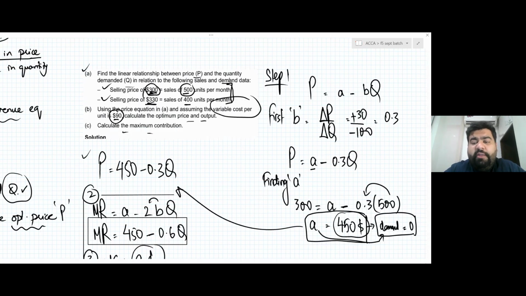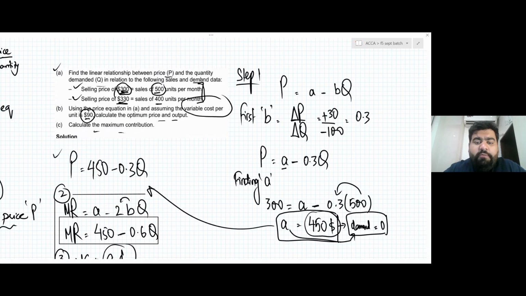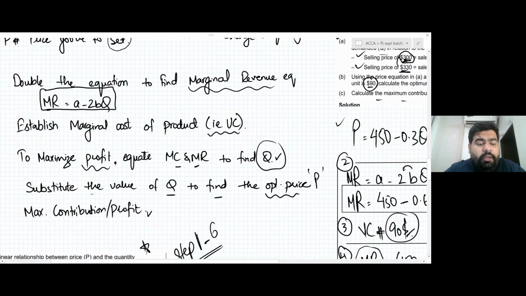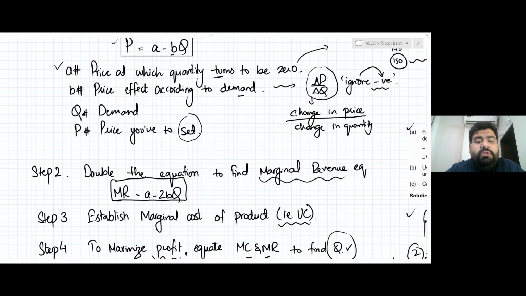And for that, if I revise the steps, first we have to see the relationship between price and the quantity. And it was P is equal to A minus BQ. B was the price effect according to demand, and its formula was change in the price divided by change in quantity.